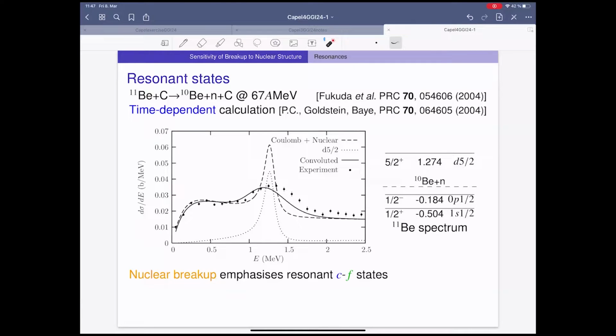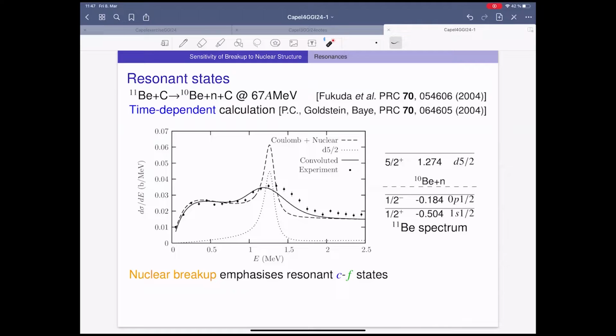But the bound state is not the only thing that you probe in these reactions. As we've seen, you also probe the continuum. It's a transition from the bound state to the continuum. So if you're sensitive to the ground state, you're also sensitive to the continuum. It makes sense, okay? It should be, okay?